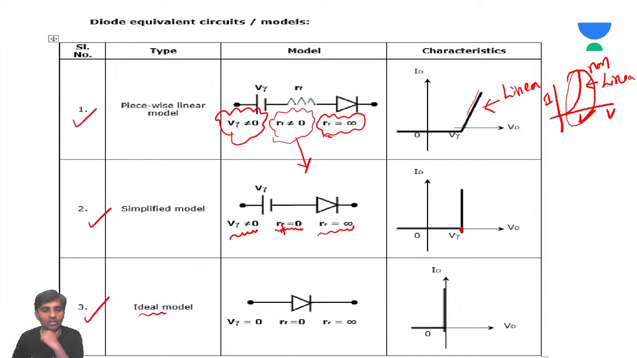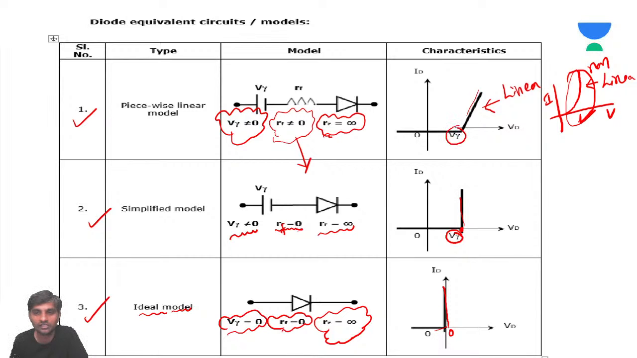Now here comes the third model, called the ideal model. In the ideal model, the cut-in voltage is 0, the forward resistance is 0, but the reverse resistance is infinite. Immediately after zero, conduction starts. But in the simplified model, conduction starts after crossing the cut-in voltage. For the piecewise linear model, the current changes very linearly with voltage, but here there will be a sudden change in the current.